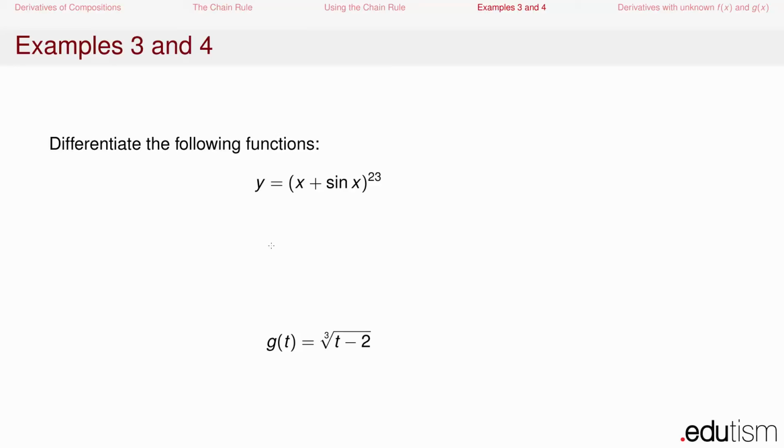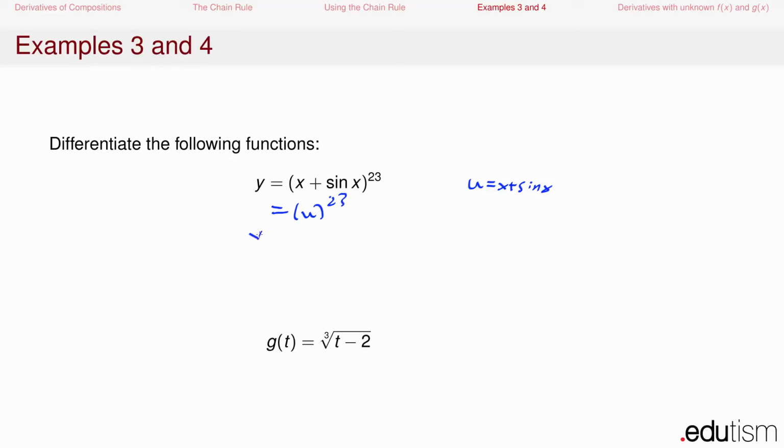For examples 3 and 4, I'm going to do a couple more derivatives using the chain rule. So here I've got the function y equals (x plus sine x) to the 23. So the first step is to find something we wish was just a u. Well, in this case, it's going to be an x plus sine x. If that was just an x, it would be really easy to take the derivative. So I call it u is x plus sine x, so I can rewrite y as u to the 23.